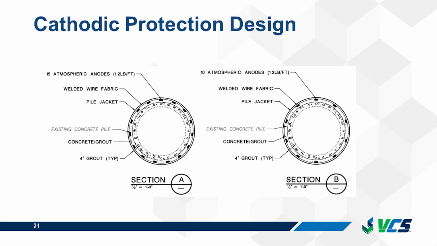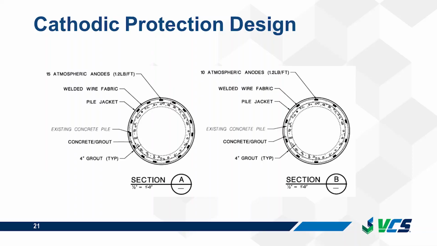This shows the cross-section of the jacket. Inside is the original concrete pile. This is actually an example of a structural jacket. These are the anodes that are installed on the concrete surface. Then there was a welded wire fabric added for the structural jackets, and then the pile jacket itself. So for the structural jackets, installation of the jacket added 4 inches of additional thickness to the pile, and for non-structural jackets, it was 3 inches of additional thickness.